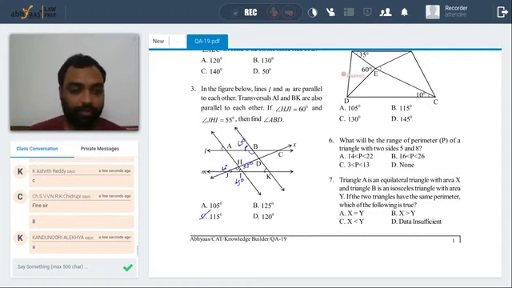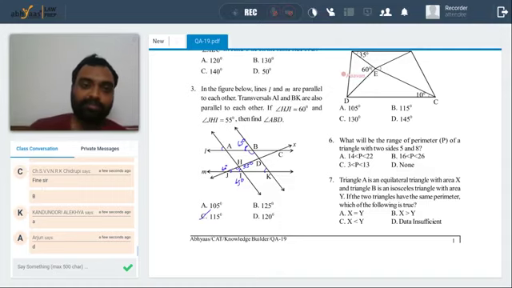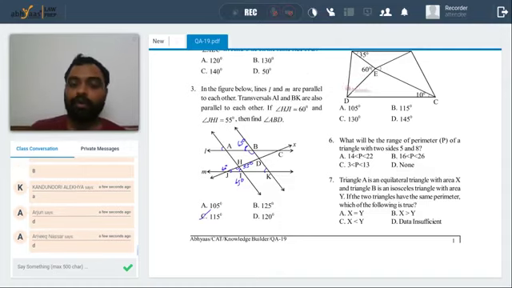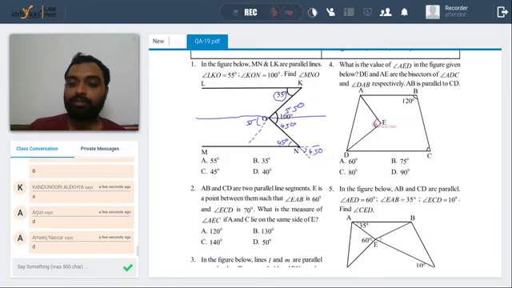Fourth one is A. Let's check. Now, fourth one. What is the value of angle AED in the figure given below? Okay. So now, what is the value of AED? He said AED. I have to find out this.